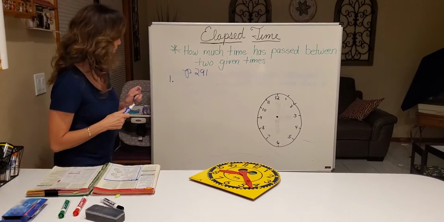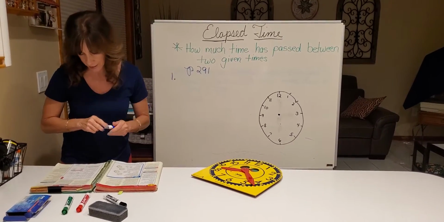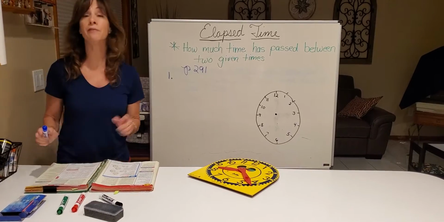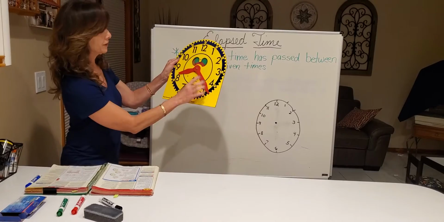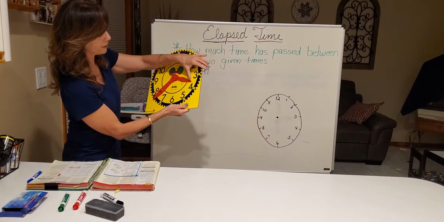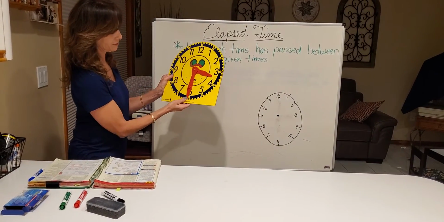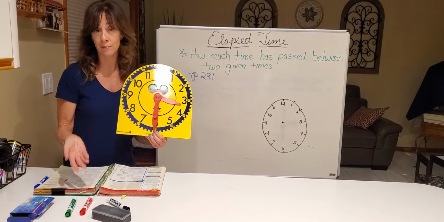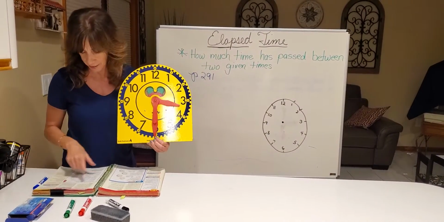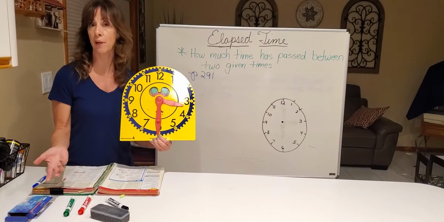All right, number 1. It says, what time will it be in 15 minutes? That's pretty easy. So we begin with 3:30. They show you 3:30 and they ask you, what time will it be in 15 minutes? So again, only minutes, they don't ask us hours, so we simply count by 5s.